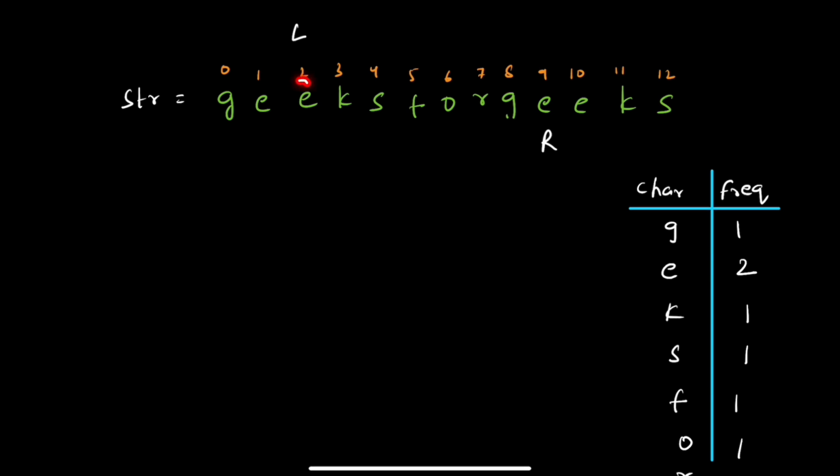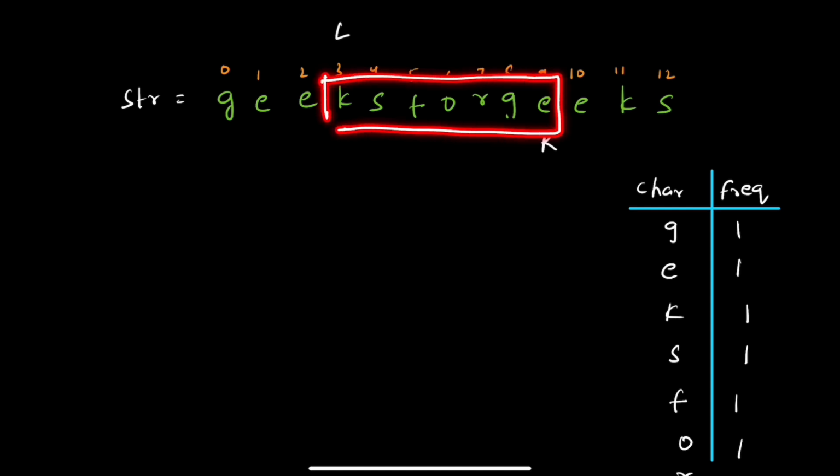So to shrink the window, we'll erase the entry of this E from the map. If we try to erase this entry, the frequency of E from 2 will become 1, right? So it became 1 and we'll shift our window by one step ahead. So L will be one step ahead. Now we have found a substring from position L till R, right? Where we have all the unique characters.